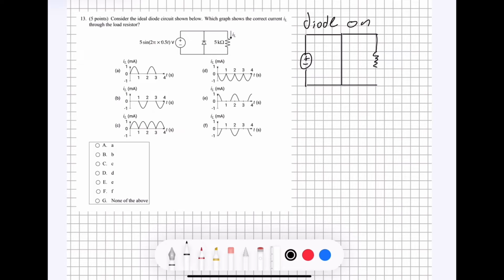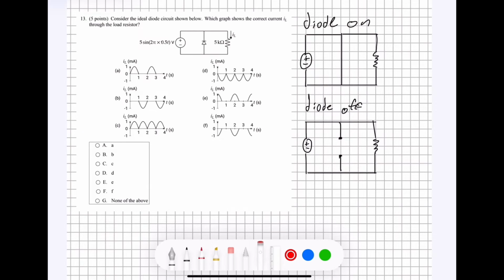circuit could look while the current is flowing. The top one is our diode on circuit, and this bottom one is going to be our diode off circuit. Notice how with the diode off, we have this open circuit in the middle here where the diode would be, and with the diode on, it's essentially a wire.